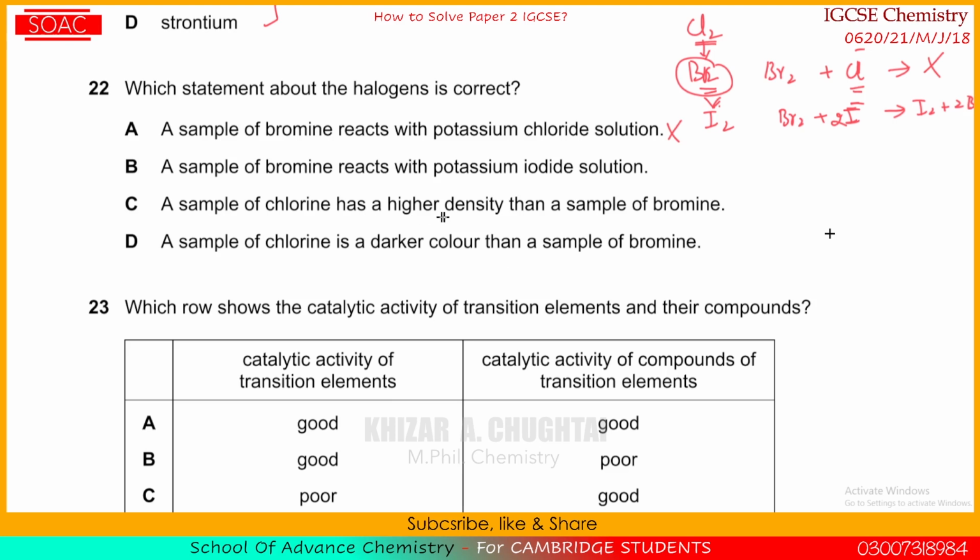The next one is a sample of chlorine has higher density than a sample of bromine. No, it's incorrect. Basically, the density of bromine is more than that of chlorine. A sample of chlorine is a darker color than a sample of bromine. No, the color of bromine is darker than chlorine. So it is confirmed that B is the correct option.